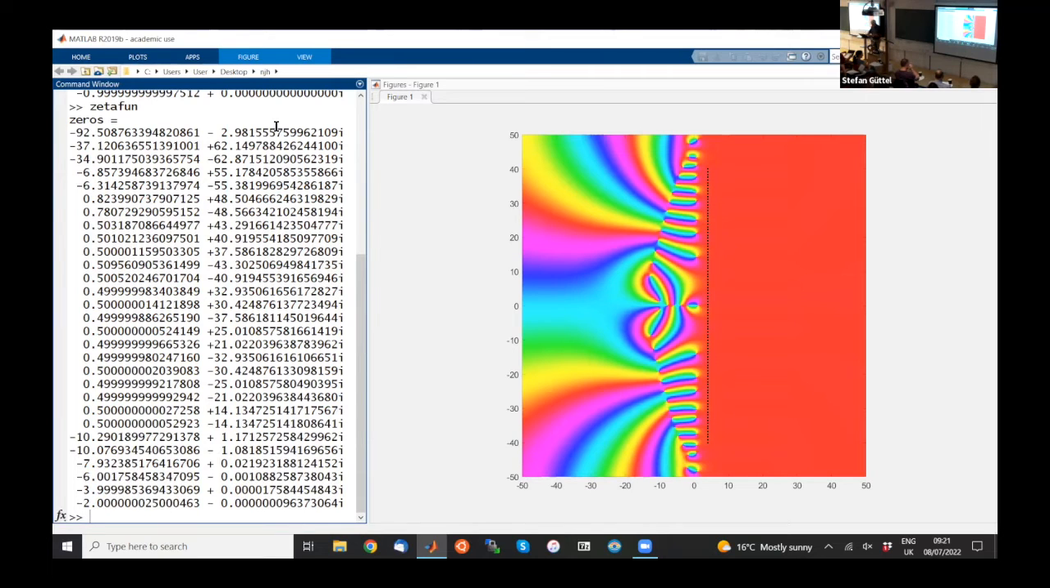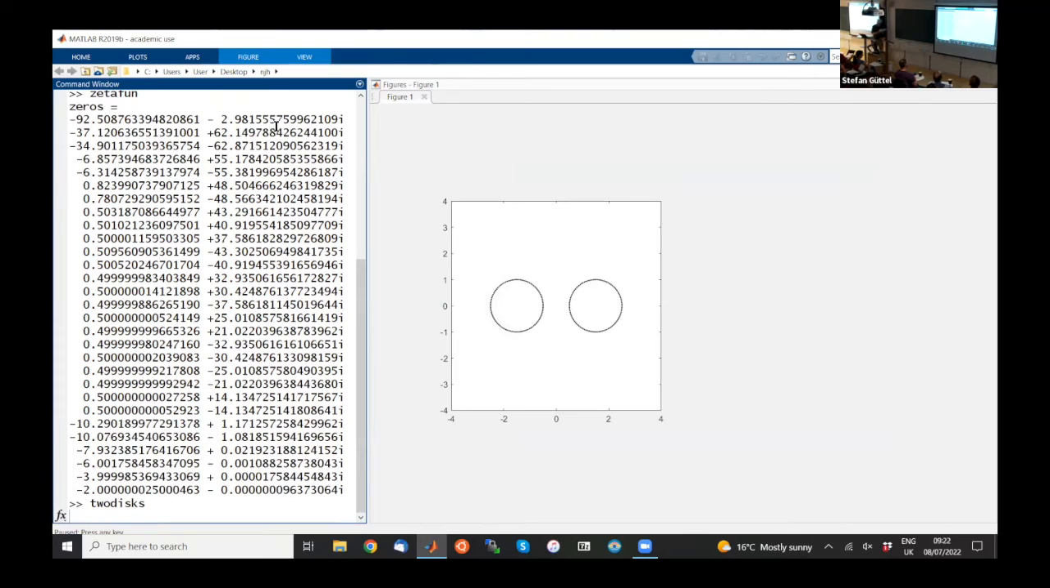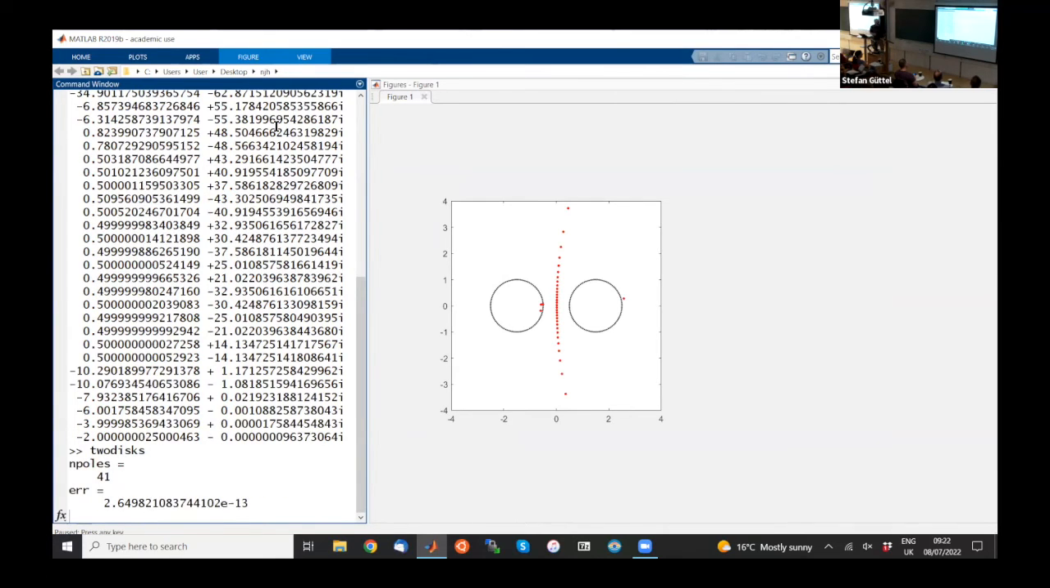So the next one is called 2 disks. And in this case, we just take 2 disks in the complex plane, each sampled with 100 points. And the function that we're working with is -1 on one of them and +1 on the other one. You approximate it with AAA. And here are the poles of the approximation. Notice there are a few bad poles there, and we know how to remove them, but I won't go into that now.